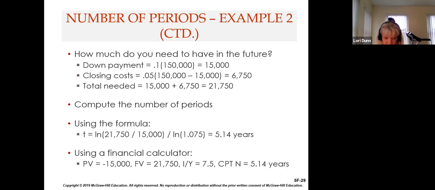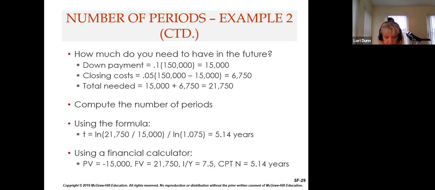Future value, $21,750, divided by the present value, the amount you're going to put away, $15,000. Take the log of that result. I hit the log button, 1.45. I get, and I'm jotting this down for me, 0.161368, because I can't remember it.